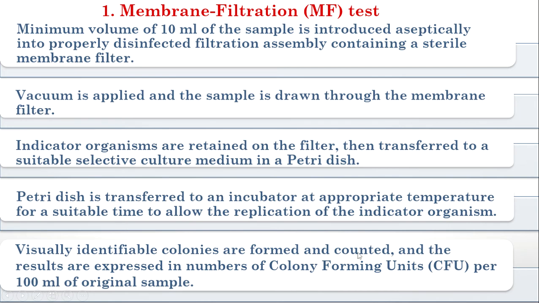So how can we detect this? We will count the colonies per 100 milliliter of original sample. So if we are taking 100 milliliter of original sample, we are filtering the sample, and we will get some organisms as filtrate. These organisms are transferred to a petri dish. It is incubated, and after that we will count the number of bacteria. So that is the CFU per 100 milliliter of original sample. It is a direct result.